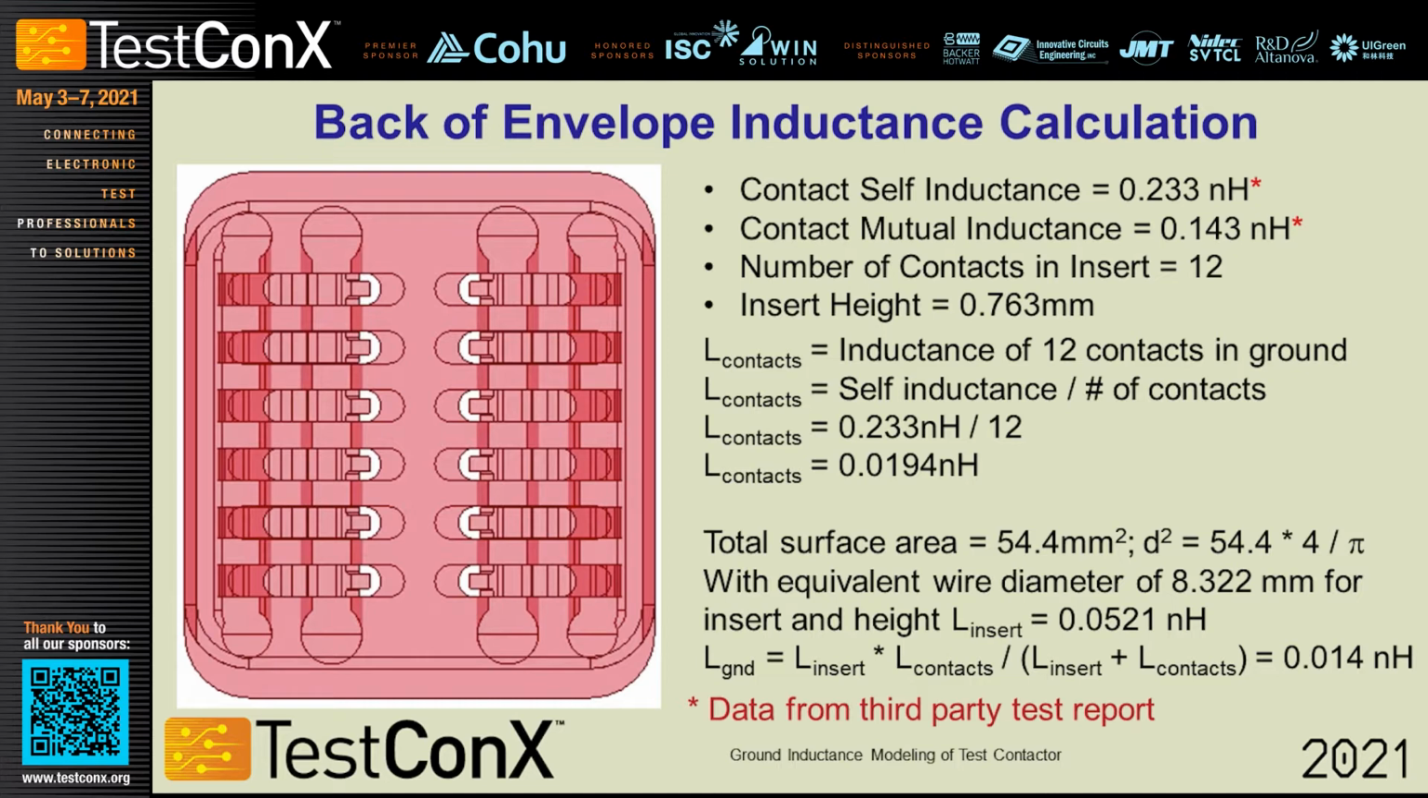If you go through the math, you can see that the inductance of the contacts is 0.0194 nanohenries. Now, if you take the surface area of the insert itself, and use the equation pi r squared equals that area, where r squared is d squared over 4, you get a wire diameter of 8.322 millimeters. Using the wire inductance calculation, you can find that the insert inductance is 0.0521 nanohenries. And if you go through the math from the previous slide, you can see that the total ground inductance is basically 0.014 nanohenries for this particular insert.